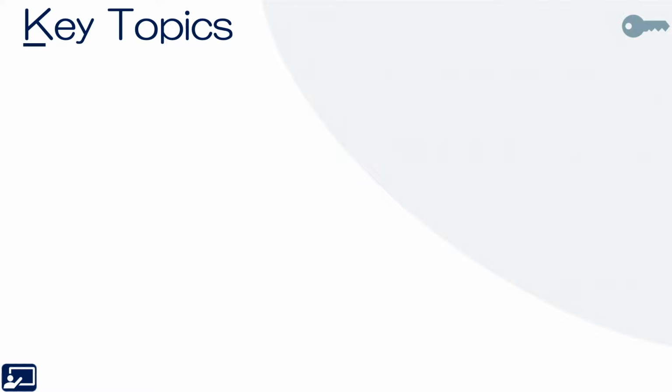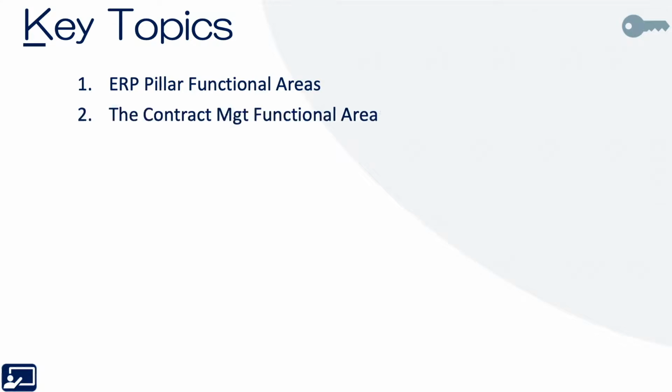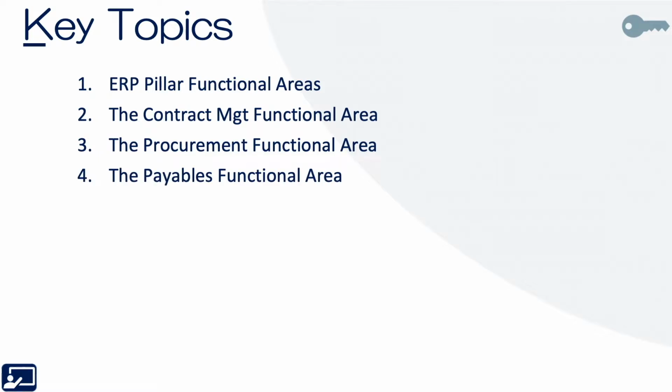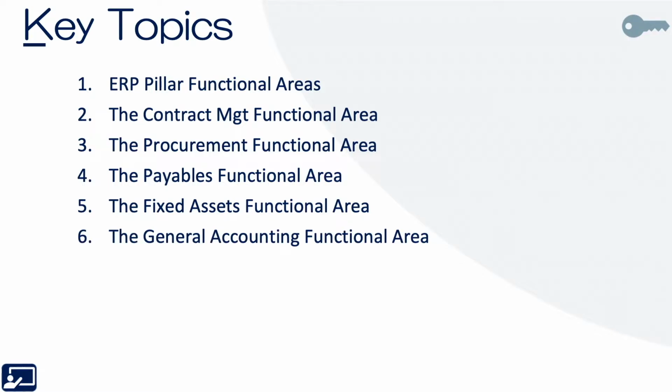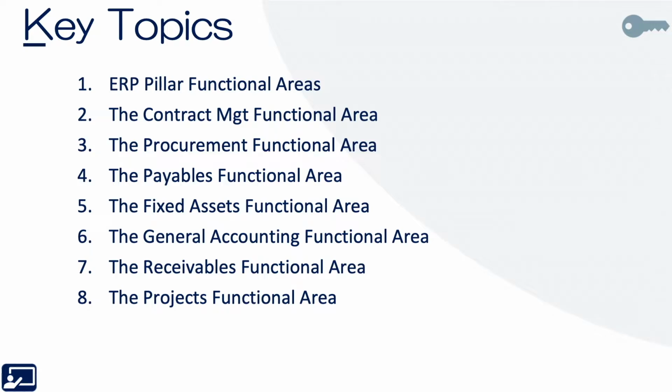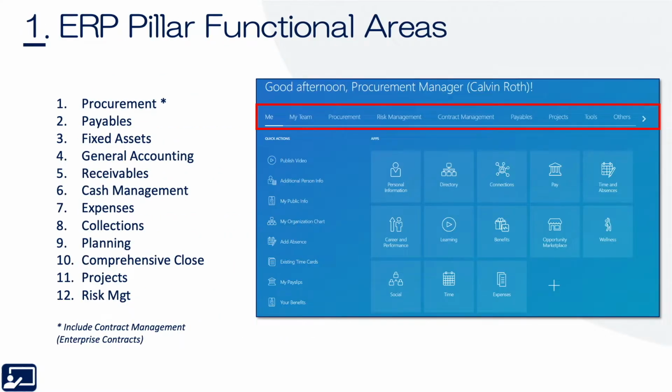Key topics for this lesson are as follows: ERP Pillar functional areas, the contract management functional area, the procurement functional area, the payables functional area, the fixed assets functional area, the general accounting functional area, the receivables functional area, the projects functional area, and the ERP Pillar functional area flow. So lots to cover in this video. Okay, first topic, ERP Pillar functional areas.